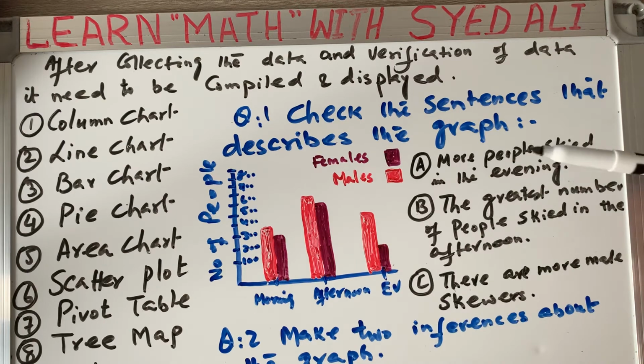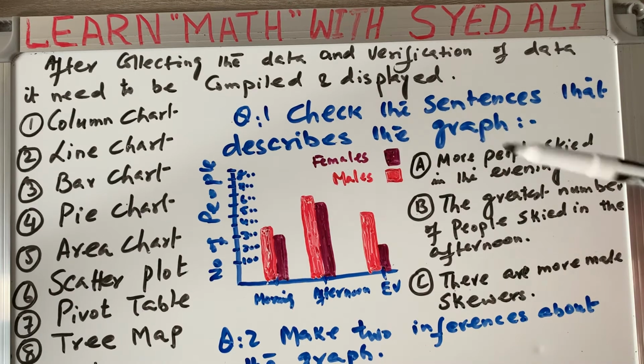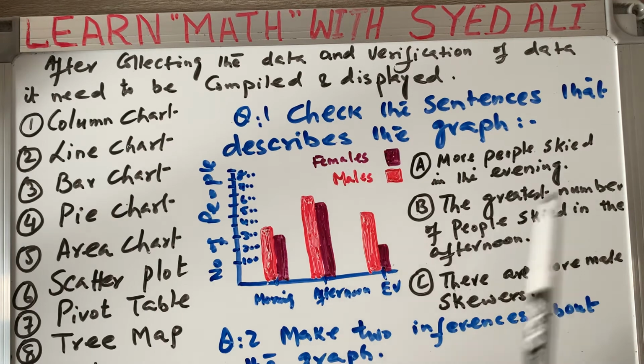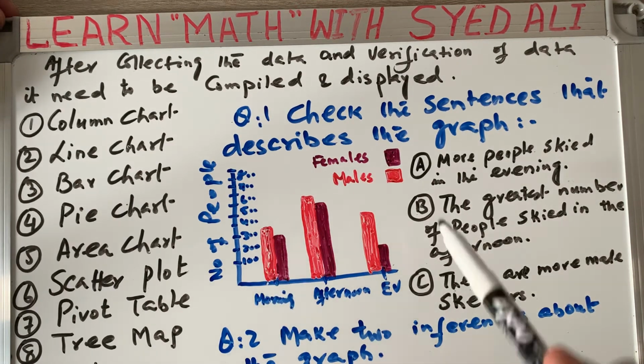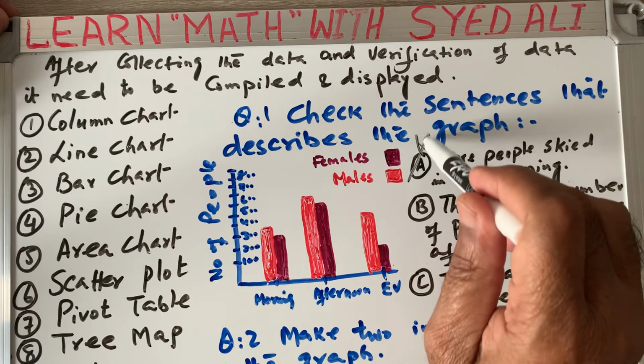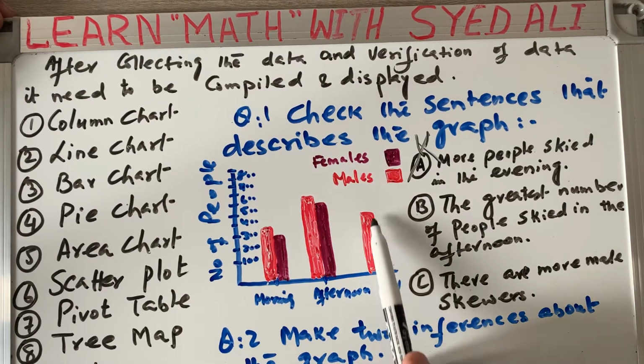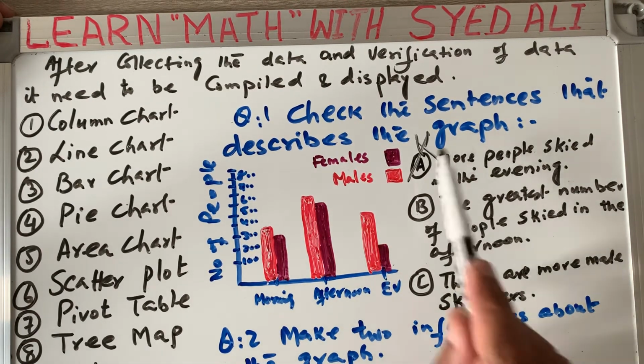Then there are three statements describing this graph, and we have to check which is correct and which is not correct. Check the sentences that describe the graph. So we have to check those. Now A, more people skied in the morning, in the evening. So more people skiing in the morning is a wrong statement, so we will cross it out. It's not the right inference from this graph because more people are not skiing in the evening. Yes, the evening is here, right? So more are not in the afternoon. So this is crossed out.